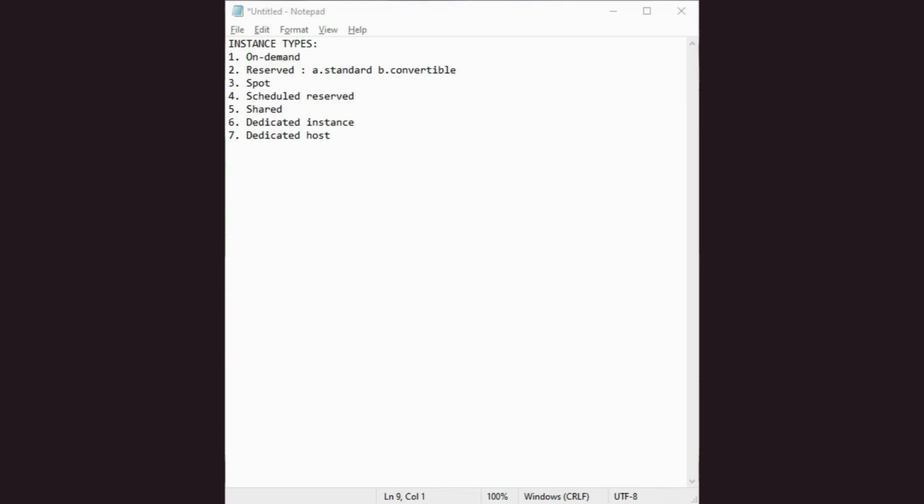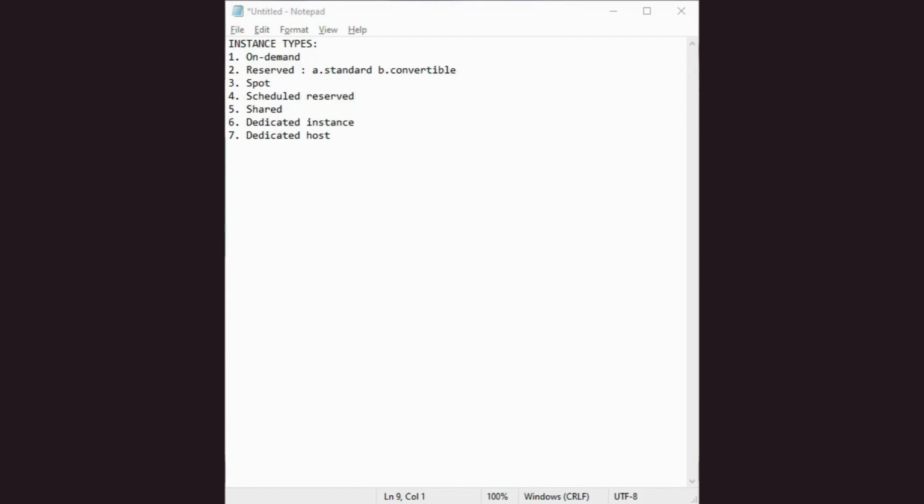The reserved instances are of two types. One is the standard, and the second is convertible. Standard means the instance type that you have created cannot be changed, but convertible allows us to make changes to the instance type and other attributes. So depending upon the need, you can change the plans, and you can choose the standard reserved instance or the convertible reserved instance.